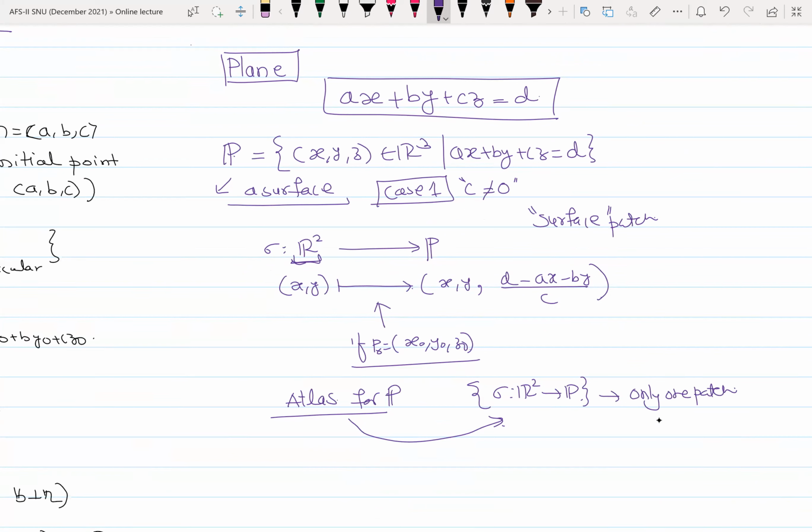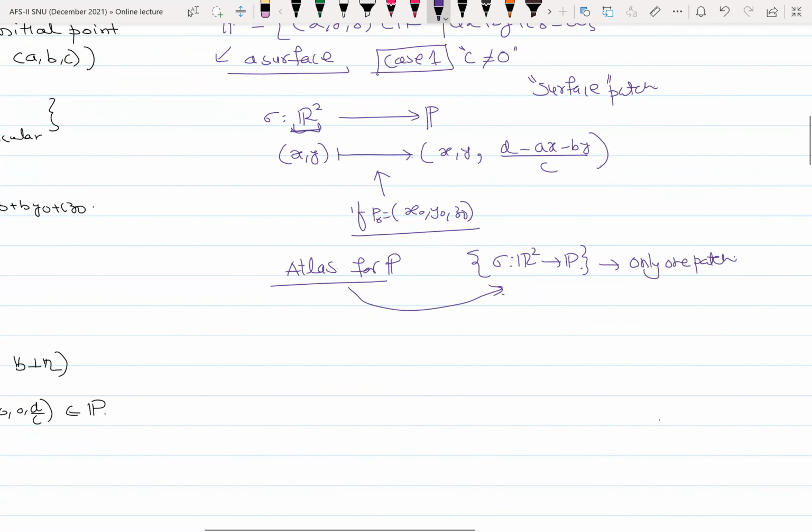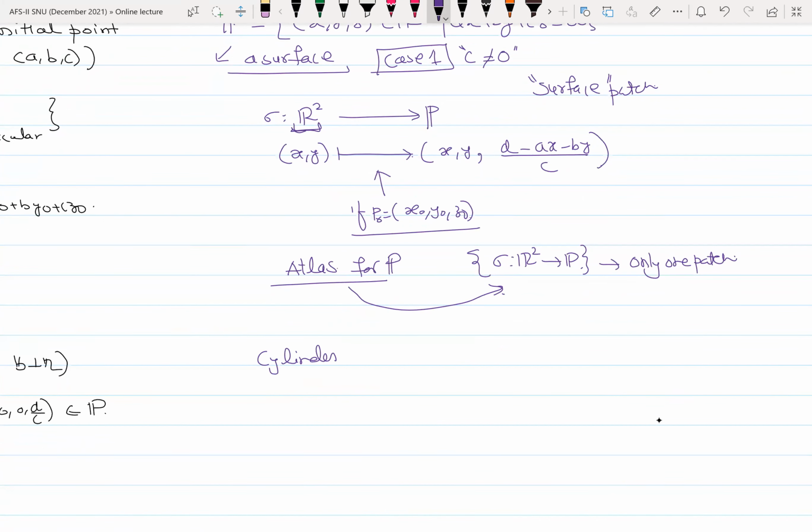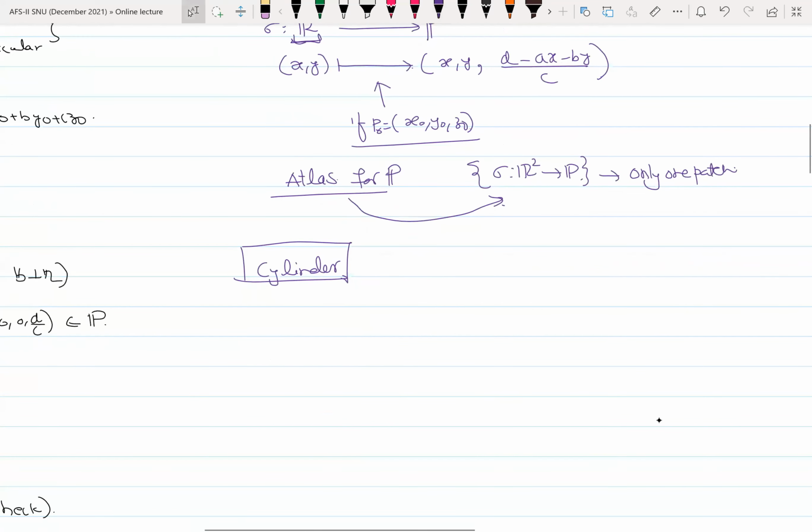So now let us look at another example. This plane is a simple example. Then another example is, say, a cylinder. So now suppose we have a cylinder. For a cylinder, whenever we say cylinder, can you recall something from when you did calculus? Whenever you have a cylinder, what comes into your mind?